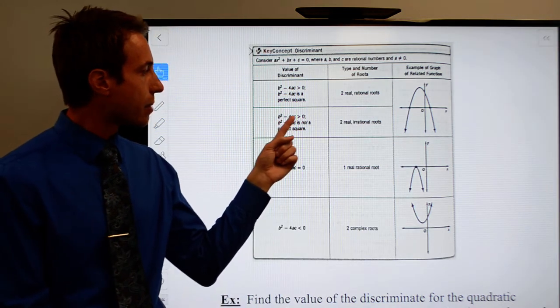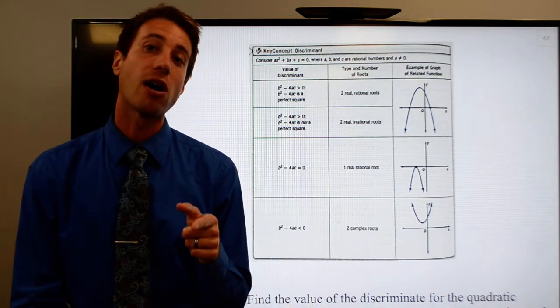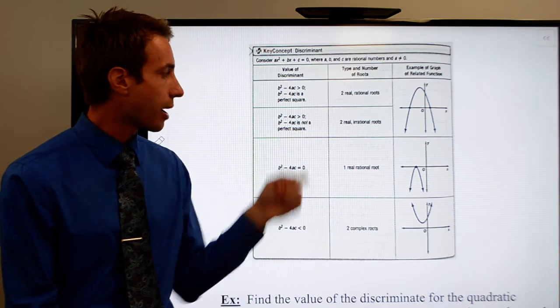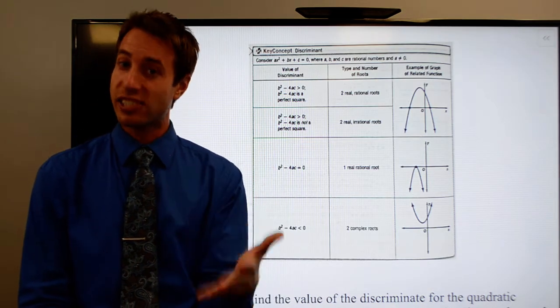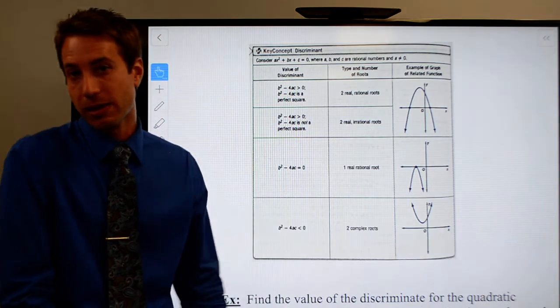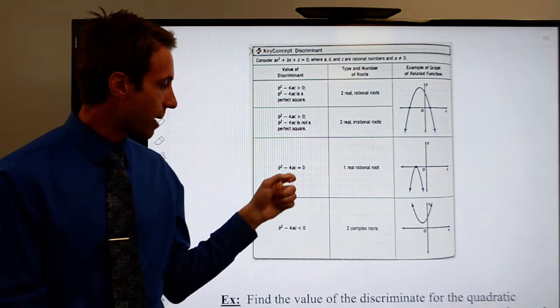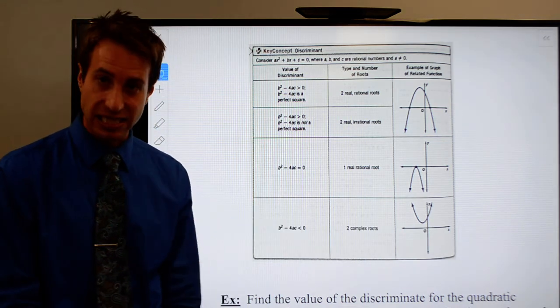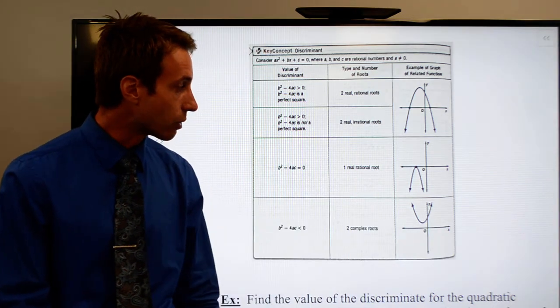If you do b squared minus 4ac, and it comes out to be a positive number, but that positive number is not a perfect square, you're still going to have two solutions. They're still going to be real, but they're going to be irrational numbers. Other option, you do b squared minus 4ac, and it comes out to be 0, in which case you will only get one real solution.